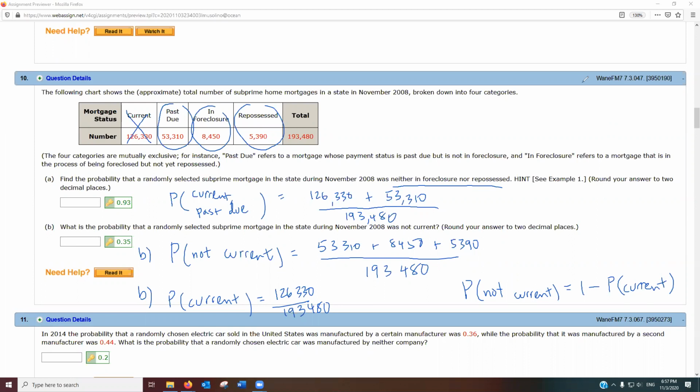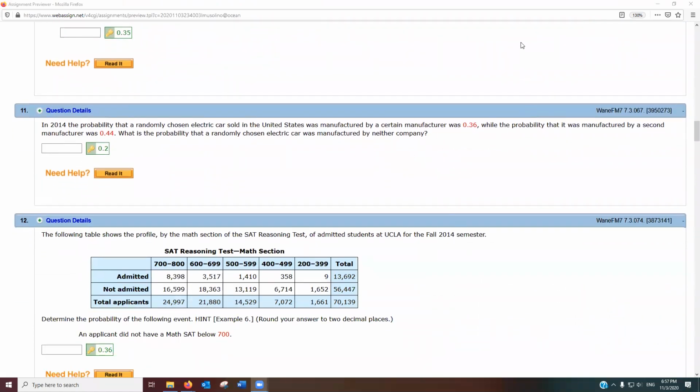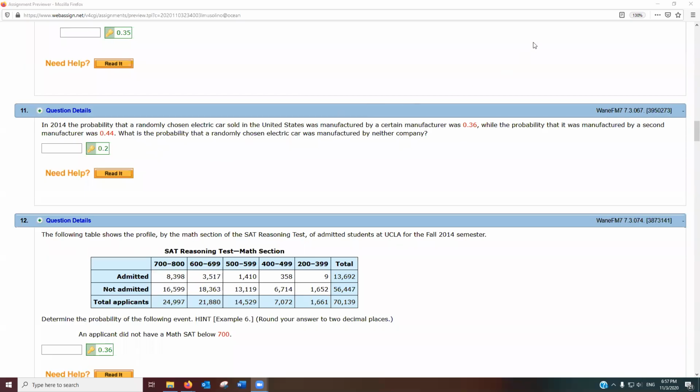All right. Maybe we could do a few more. Let's go to number 11 here. All right, let's see number 11. It says in 2014, the probability that a randomly chosen electric car was manufactured by a certain manufacturer is 0.36. The probability it was manufactured by a second manufacturer was 0.44. What's the probability that it was manufactured by neither company?